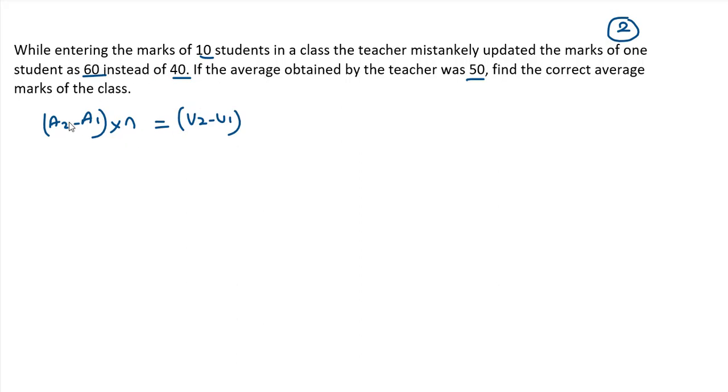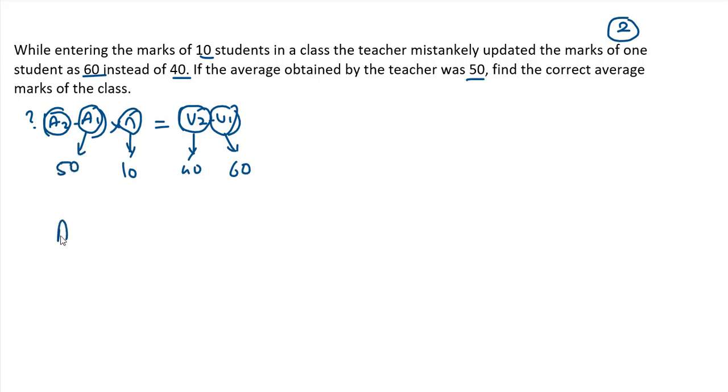So we have to find the correct average. We have to find what is the value of A2. The total number of students is 10. So value of n is 10. The teacher mistakenly updated the marks of one student as 60 instead of 40. So the final value is 40, which is the correct value, and the initial value, which is the wrong value, is 60. If the average obtained by the teacher was 50, so the incorrect average was 50.